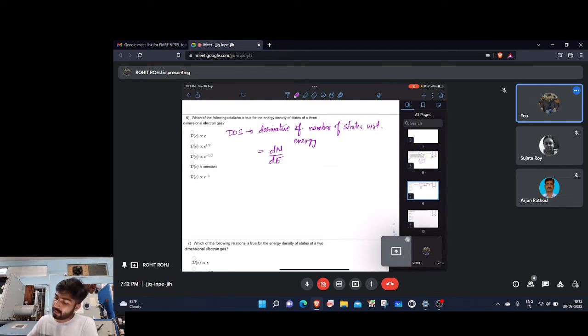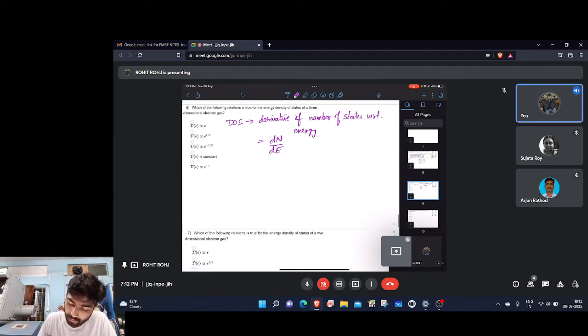And just find the correct place. Yes, here it is. So let us take, since we have to find it for a three-dimensional gas, let us draw it.